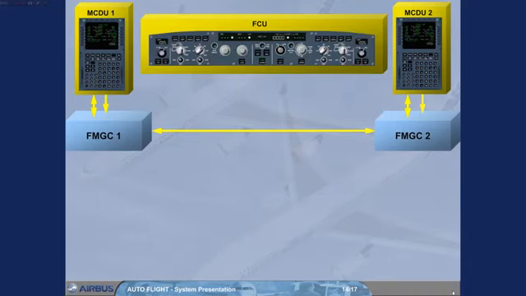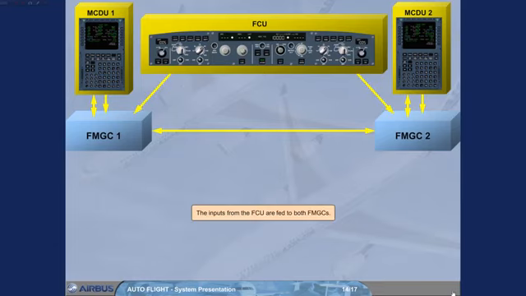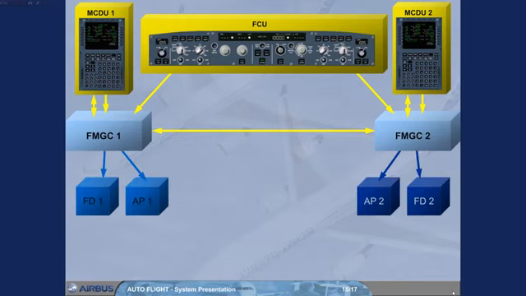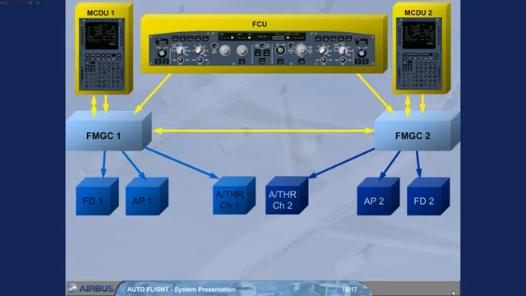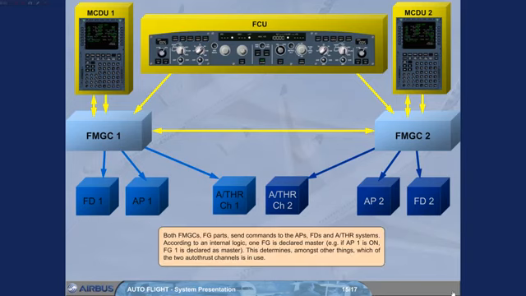The inputs from the FCU are fed to both FMGCs. Both FMGCs' flight guidance parts send commands to the autopilots, flight directors, and autothrust systems. According to an internal logic, one flight guidance is declared master. For example, if autopilot 1 is on, flight guidance 1 is declared as master. This determines, amongst other things, which of the two autothrust channels is in use.